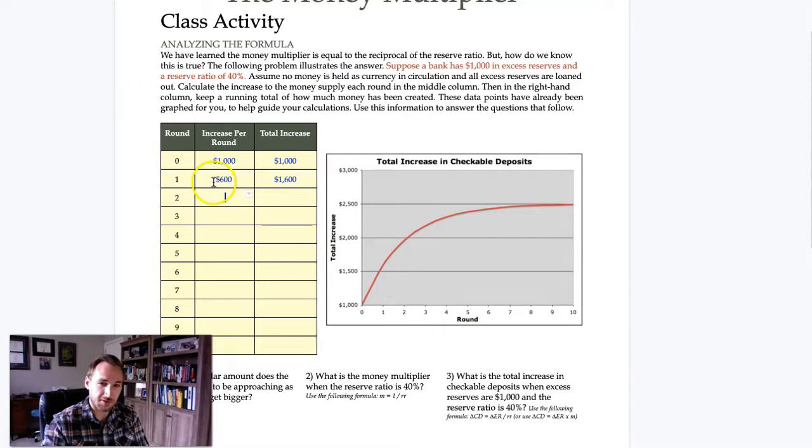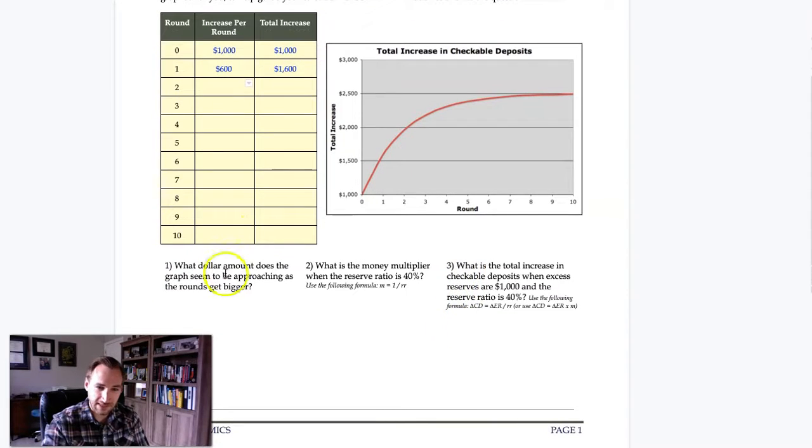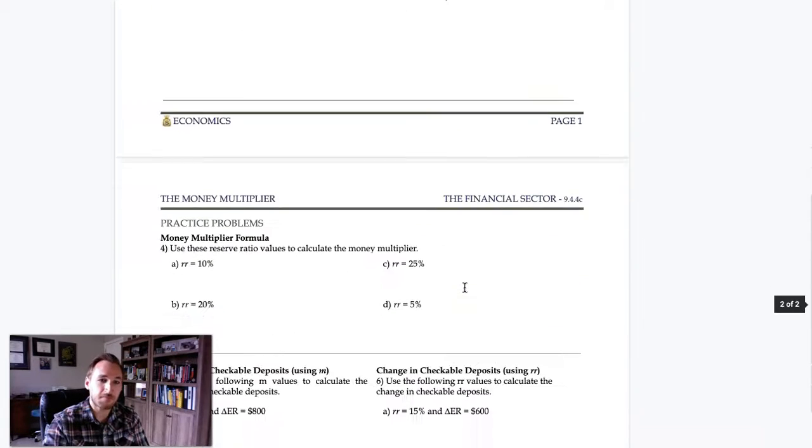Now, of course, you will continue on through this. So in this one here, you will take 60% of this, which can get loaned back out, and you'll continue so on and so forth. You'll see that your number will slowly approach this right here. I want you to use that to answer these questions right here.